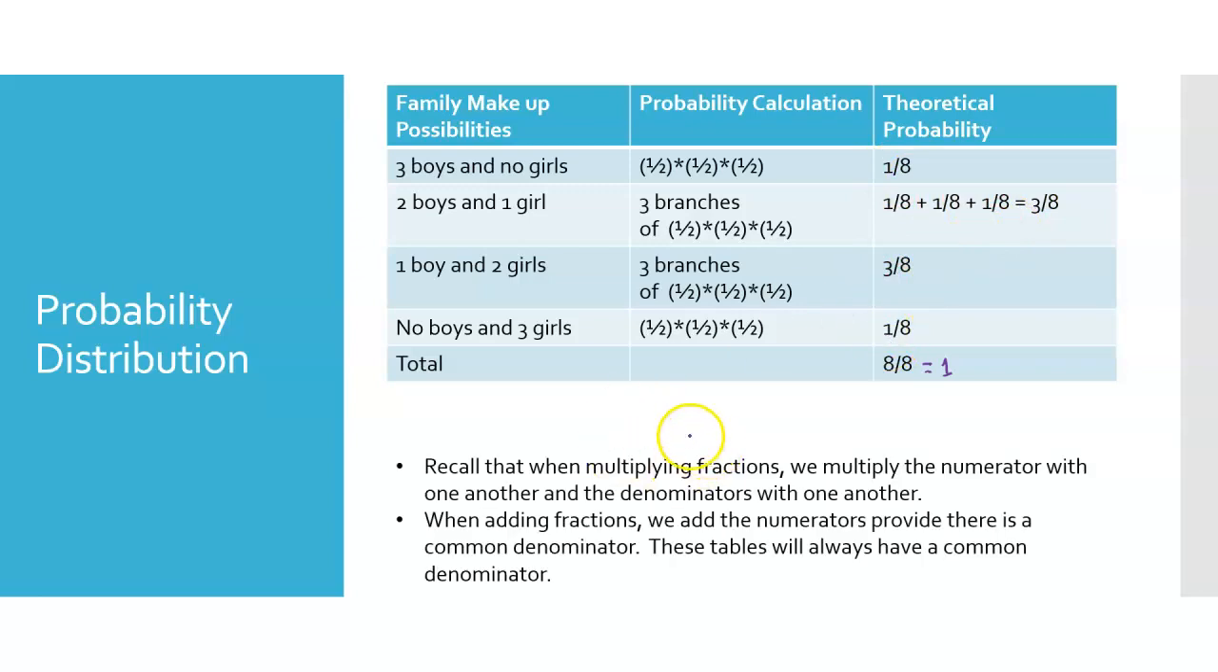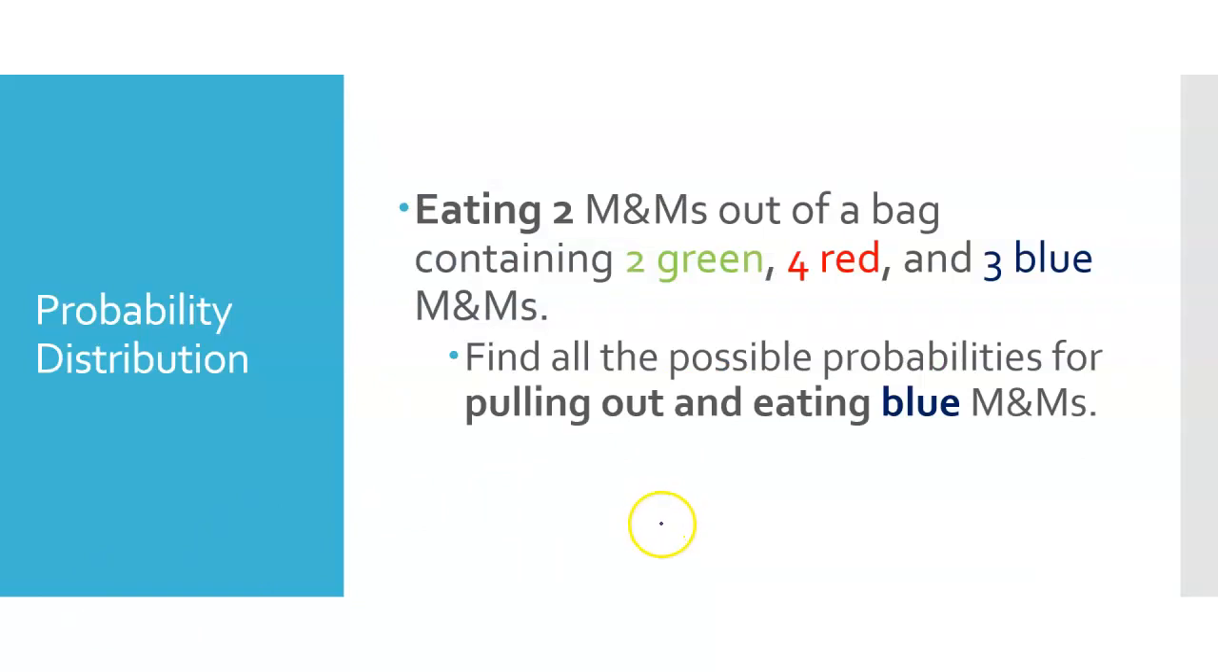So again, when we multiply fractions, we multiply numerator times numerator, and then denominator times denominator. When adding fractions, we add all the numerators together, provided that there's a common denominator. And these tables will always have a common denominator because we're going to be working with the same probabilities for each one of them. So let's look at something that's a little more complicated.